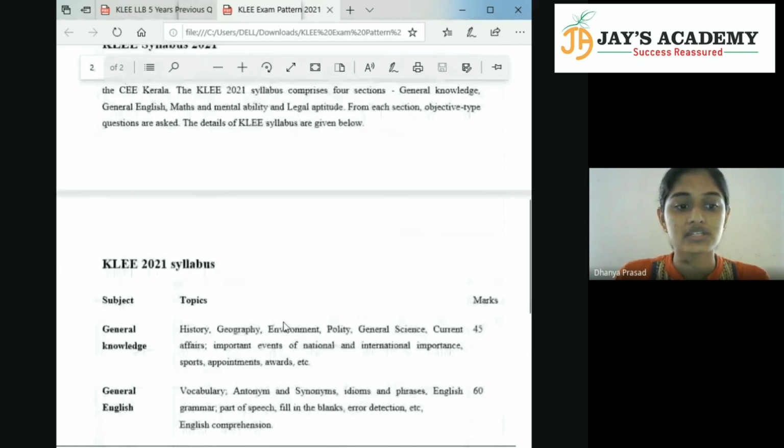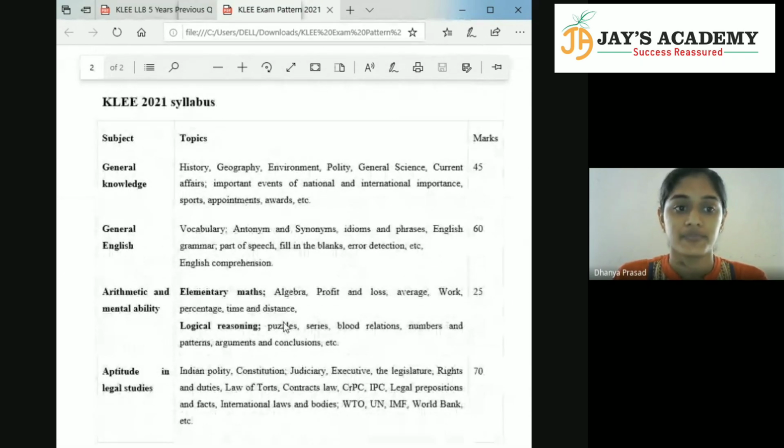Right. Now let's just go into the syllabus. Okay, what exactly is expected of you in each of these sections. So as far as GK is concerned: history, geography, environment, polity, general science, current affairs, then events of national and international importance that have happened, then sports, appointments, awards. So as I mentioned before, these are the areas that you need to be familiar with.